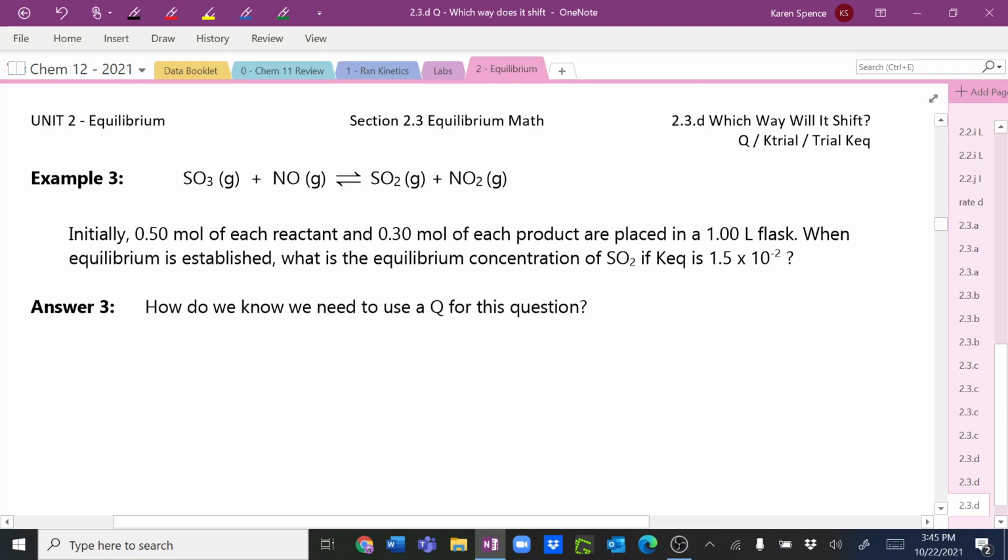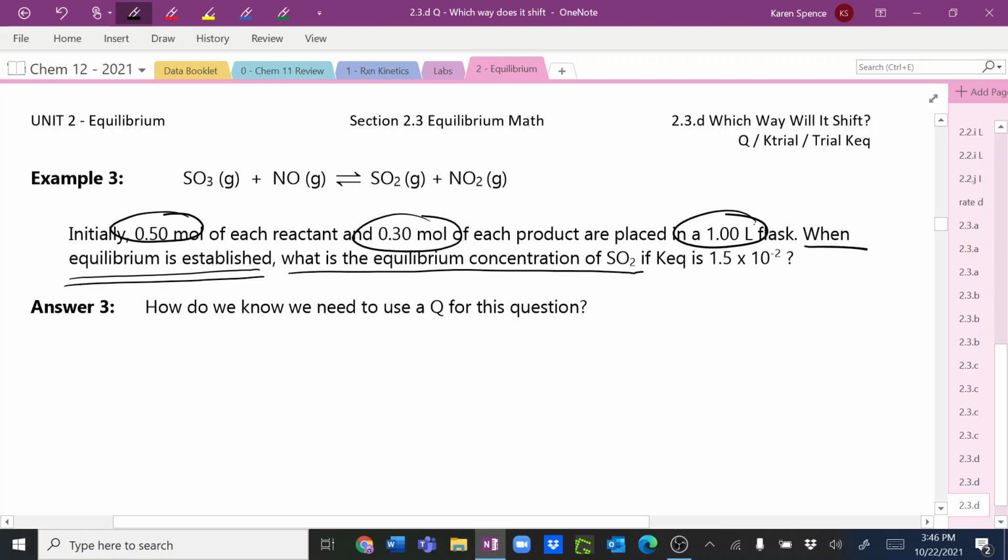We are not only going to predict which direction this equilibrium is shifting, but we are also going to use that with a RICE table, ooh, combo question, and figure out what our equilibrium concentration is. So, initially, 0.5 moles of each reactant and 0.3 moles of each product were placed in a 1-liter flask. So, when equilibrium is established, what is the equilibrium concentration of SO2 if we have a KEQ?